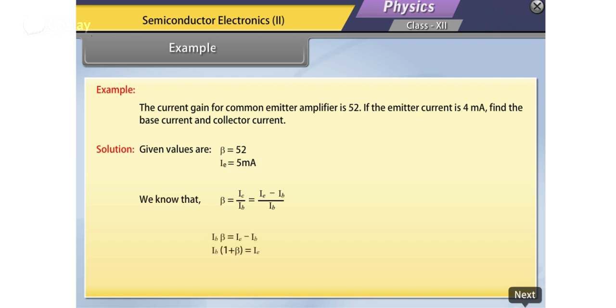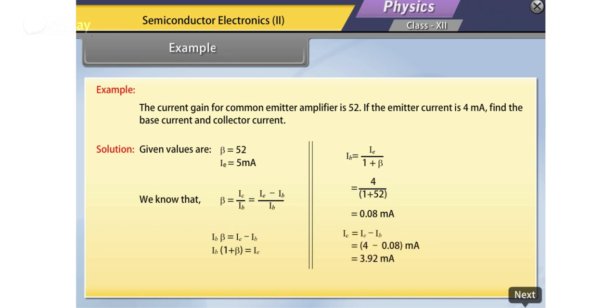On simplifying the expression we get IB is equal to IE upon 1 plus beta. Now putting the values in the expression and calculating, we get IB is equal to 0.08 mA. We know that IC is equal to IE minus IB. Now putting the values in the expression and calculating, we get IC is equal to 3.92 mA. Hence the value of base current is 0.08 mA and the collector current is 3.92 mA.